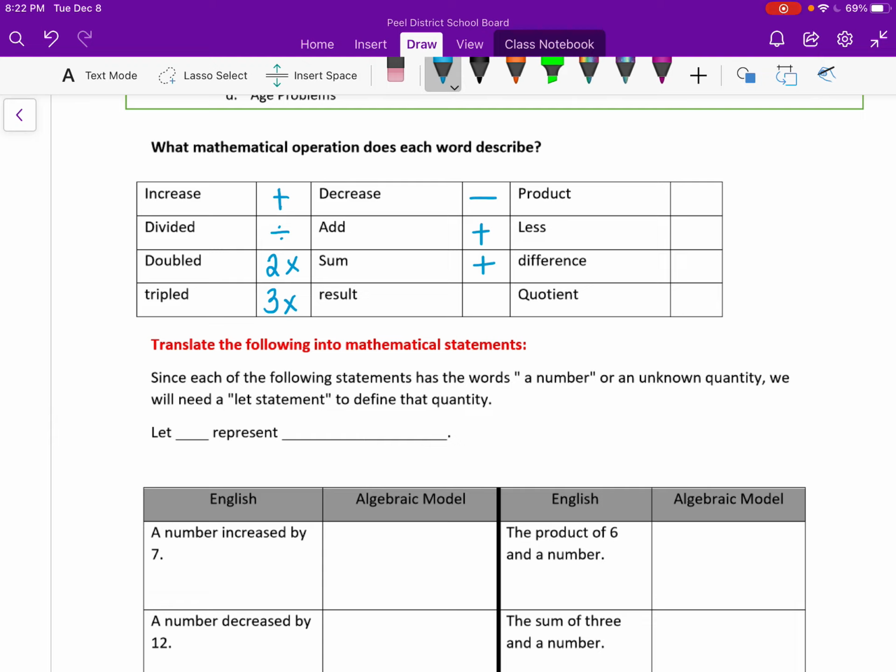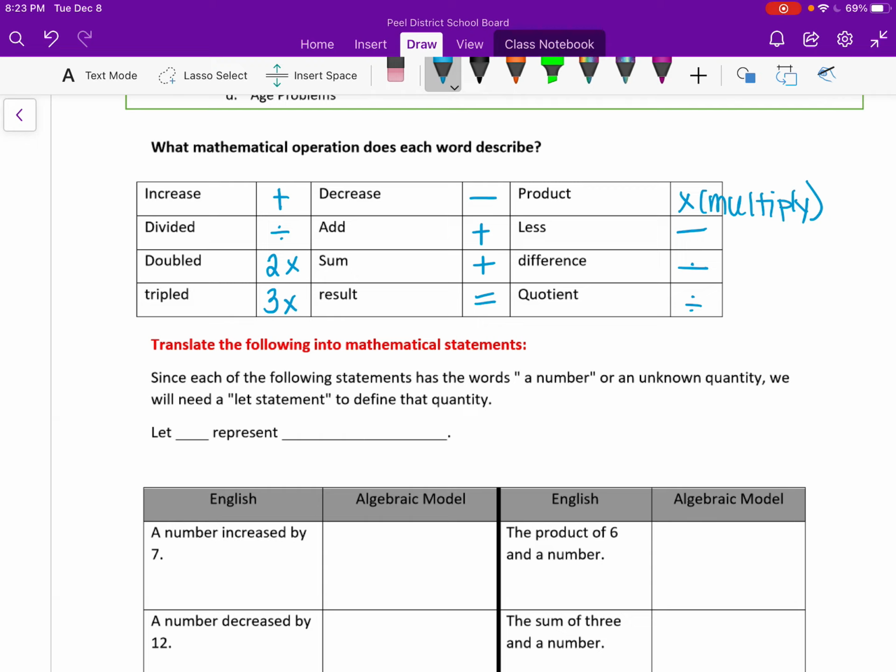A result is equals. Product is when you multiply two numbers. So I'm just going to write that as an x, but I'll write in brackets multiply. Right? If you are getting less of something or decreasing, minus. Difference, right? The difference between two terms is also subtract, and the quotient is division. Okay, so that's a little bit of key terms for us to know before we get started.